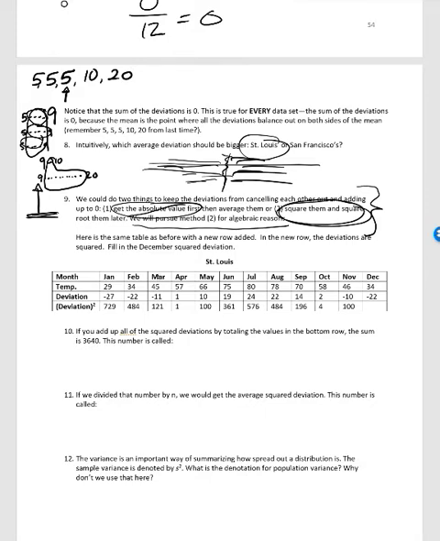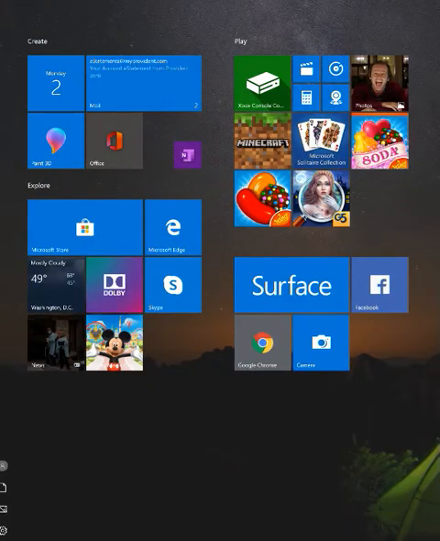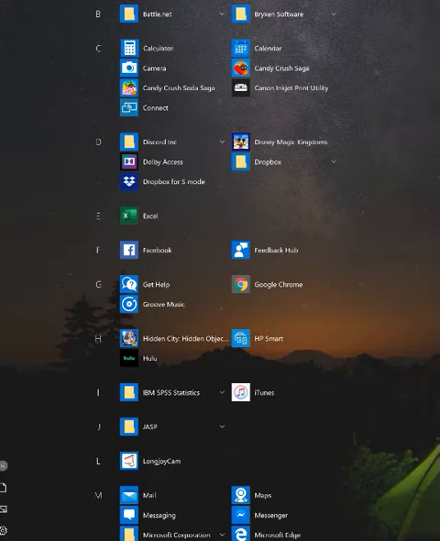So here is our table like we had before. We have, for St. Louis, the month, the temperature, the deviation, and now I've added another line, deviation squared. All I've done is literally take the deviation, square it, and put that value right there. Unfortunately, I think I lost my calculator. Here we go.